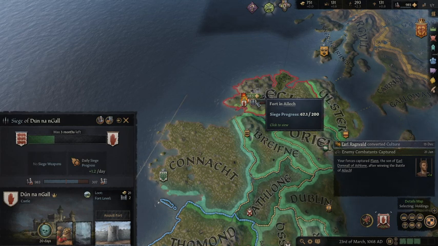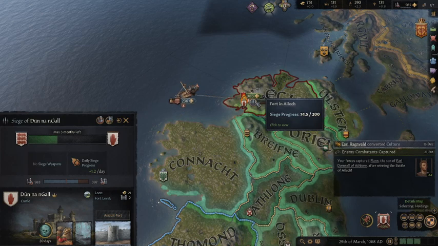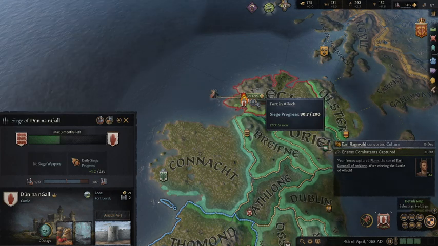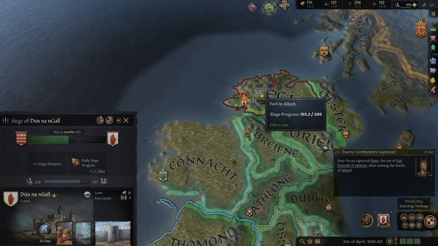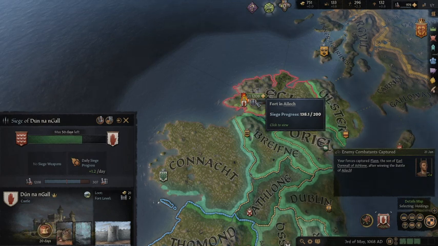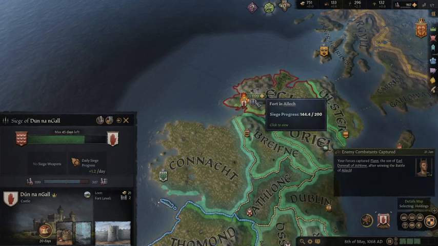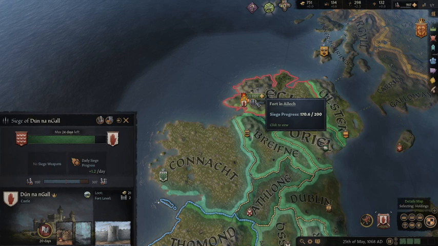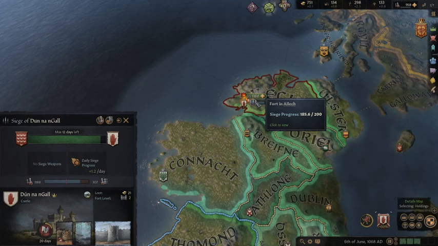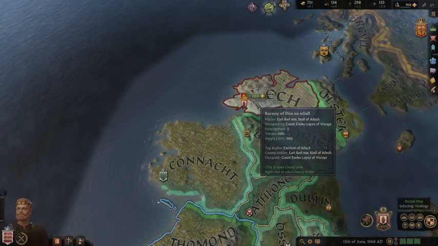Four months left on the siege, which we're at 50%, and our buddies from Castile just arrived. We're currently holding the enemy leader's son in captive. 40-something days left. Just gotta wait a little bit longer. We should soon.